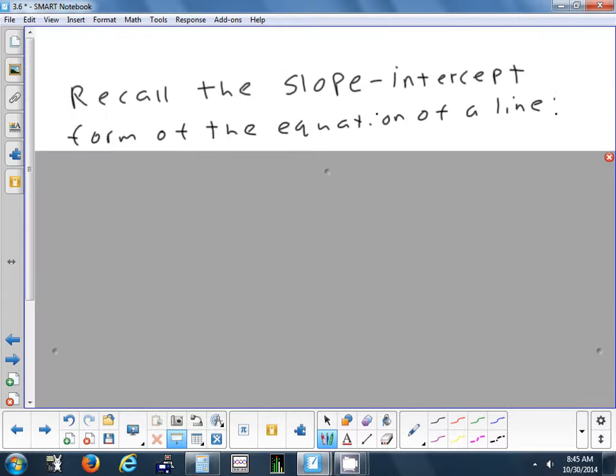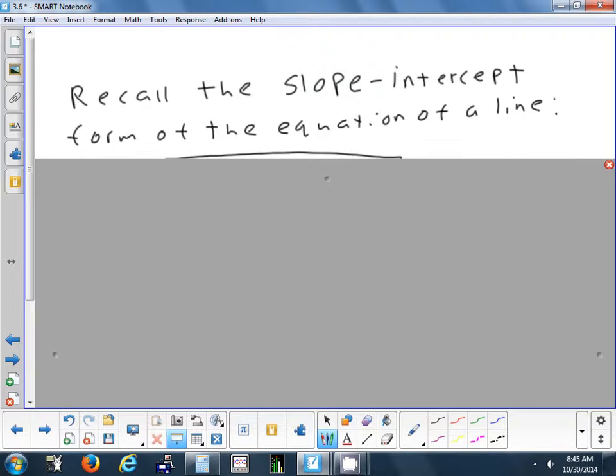All right, next part. We're going to look at how we can write the equation of a line. First thing we've got to do is remember the formula for it. We're going to use the slope-intercept form. You might have used point-slope. That's one way to do it. You might have used standard form. That's another way. But we're going to stick with slope-intercept.